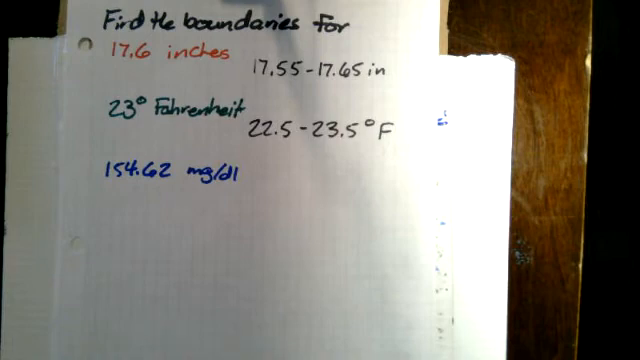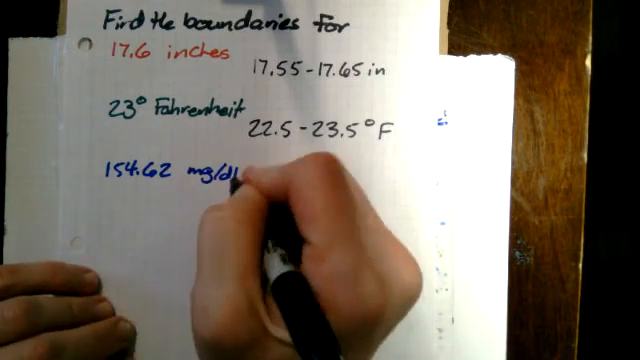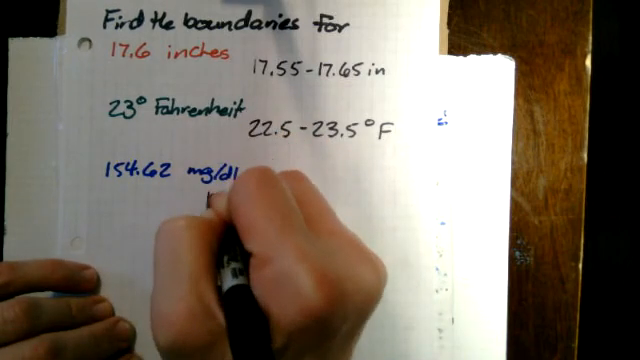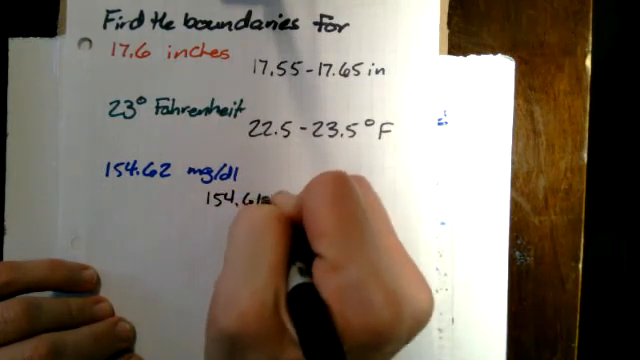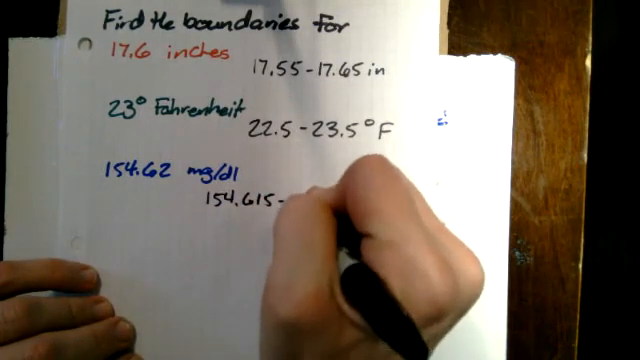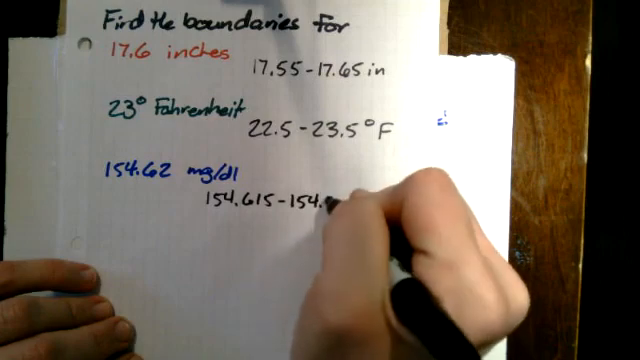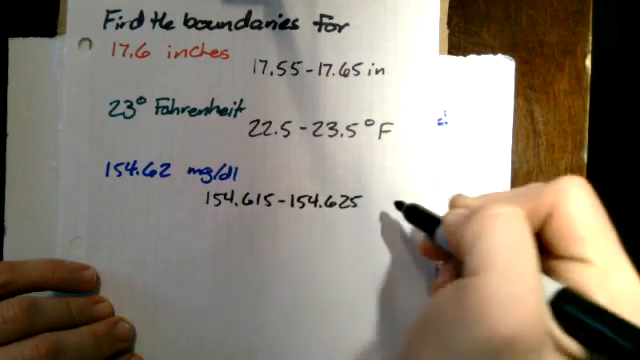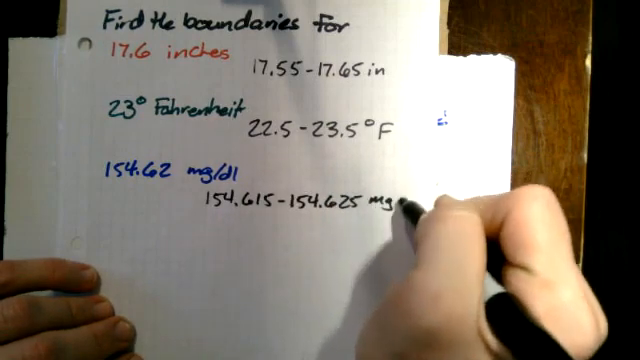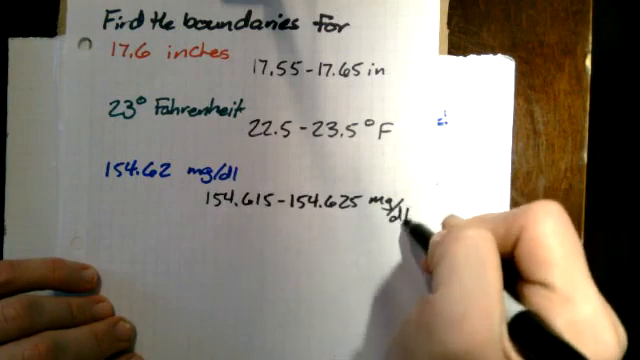Finally, 154.62 milligrams per deciliter. I think that's what that's supposed to be. Here, we would have a boundary of 154.615 to 154.625 milligrams per deciliter.